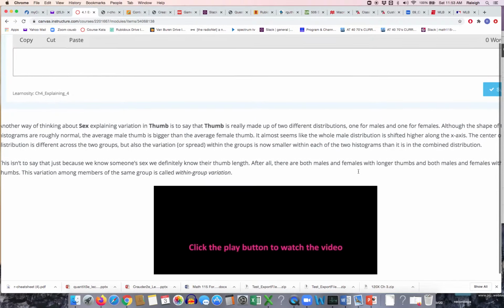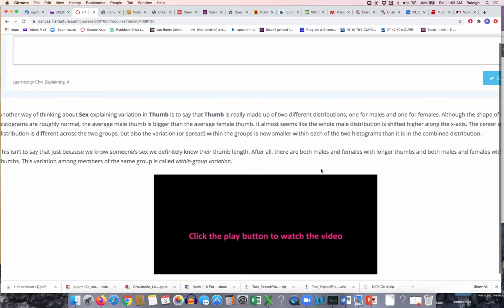Another way of thinking about sex, explaining variation in thumb, is to say that thumb is really made up of two different distributions, one for males, one for females. And yeah, you can do that. It happens quite a lot when it comes to physical characteristics. And there are both males and females with longer thumbs, both males and females with shorter thumbs.